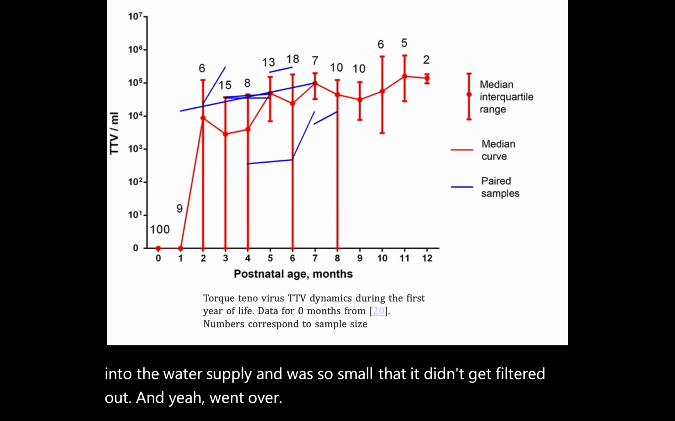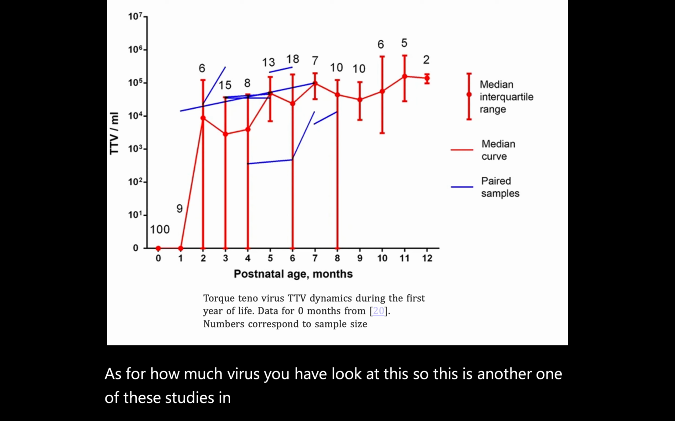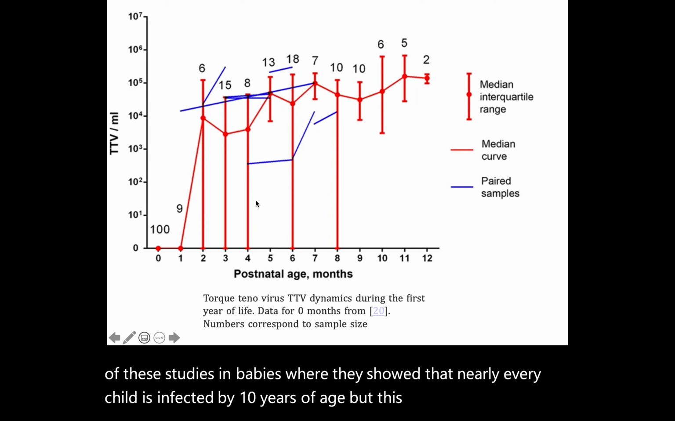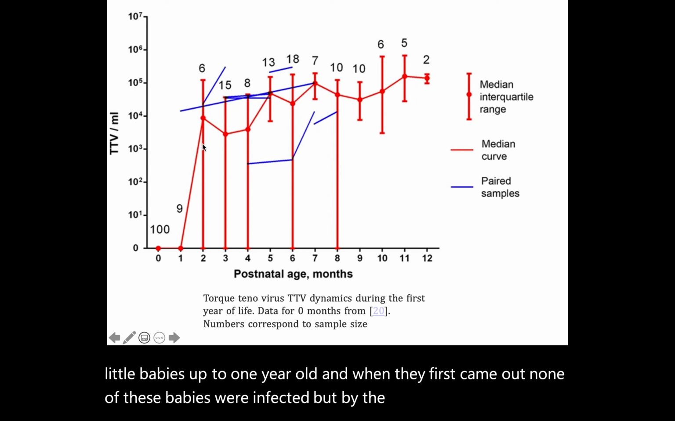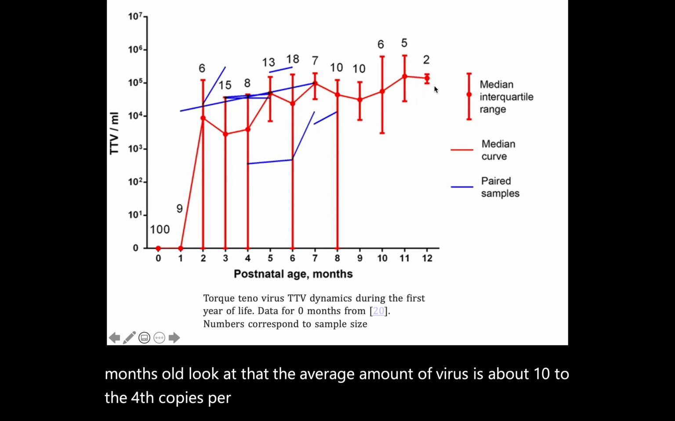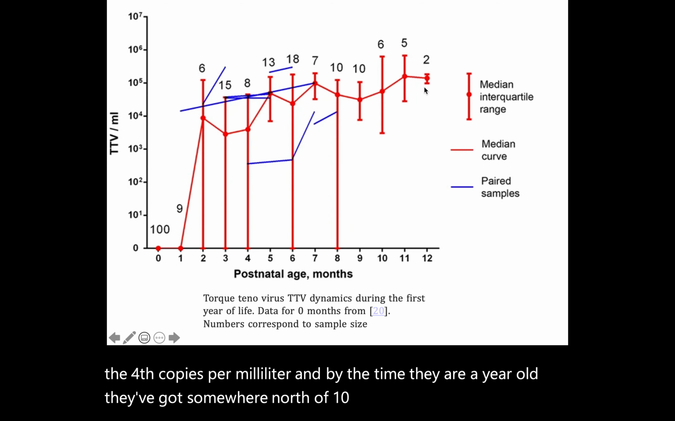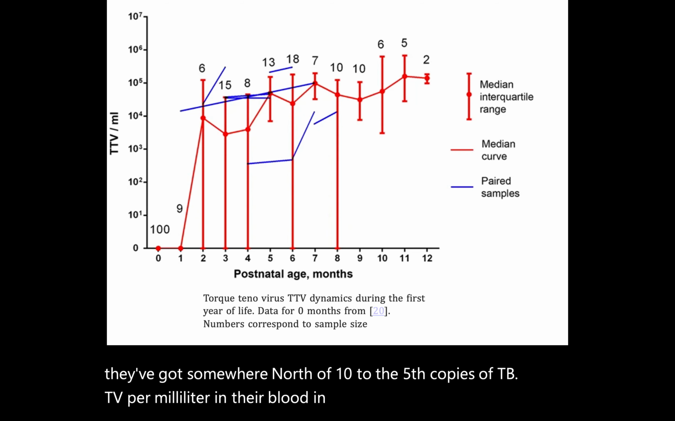As for how much virus you have, look at this. This is another one of these studies in babies where they showed that nearly every child is infected by 10 years of age, but this study only looked at little babies up to 1 year old. When they first came out, none of these babies were infected. But by the time they were 2 months old, look at that, the average amount of virus is about 10 to the 4th copies per milliliter. And by the time they're a year old, they've got somewhere north of 10 to the 5th copies of TTV per milliliter in their blood, in their entire body. Which, that's a lot of blood, right? A lot of virus.